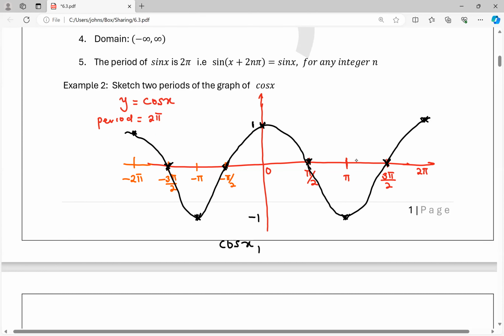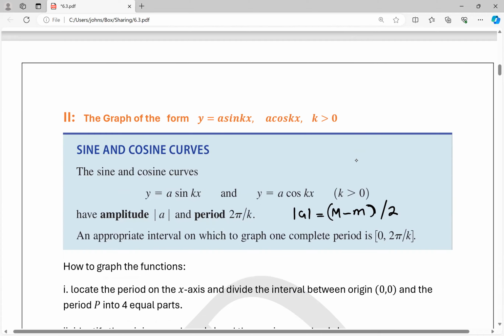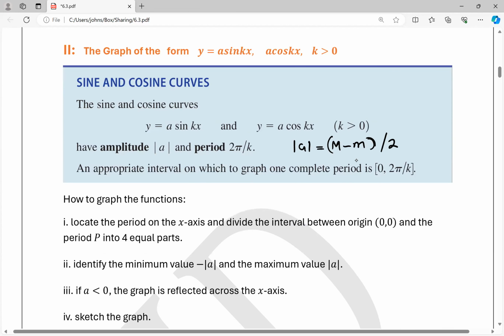Okay, so let's try to generalize things a bit. The one we look at now is where your A is just 1, which means the amplitude is just 1. So I think in our next video, we'll look at the situation where the amplitude is not necessarily 1, so we can generalize it to something like this.